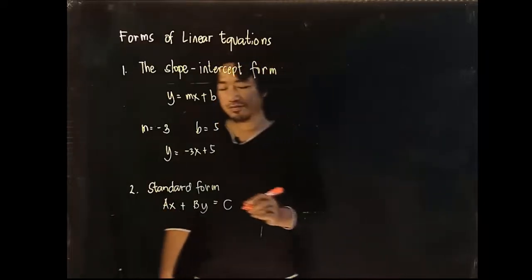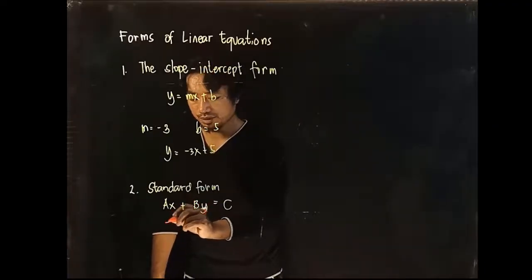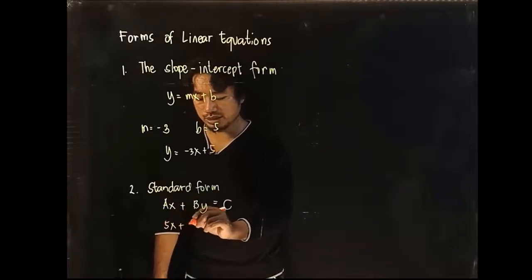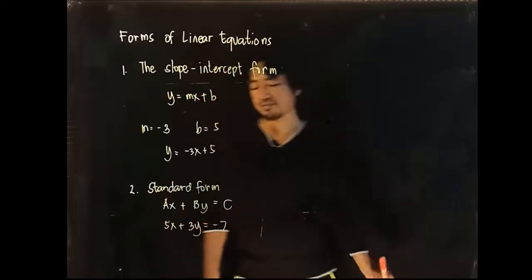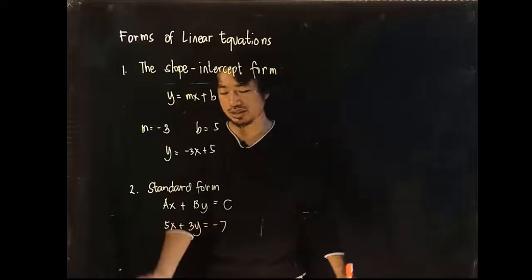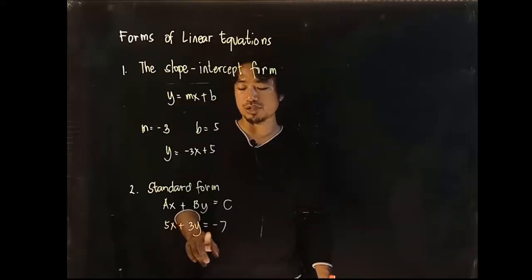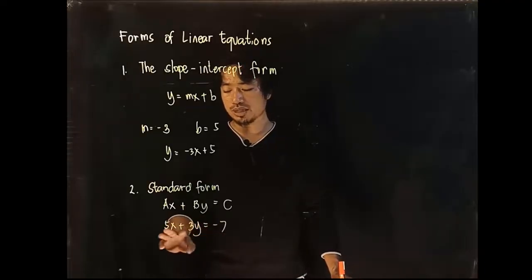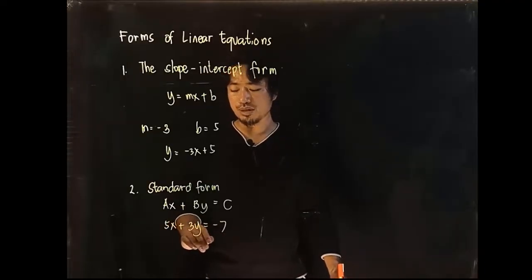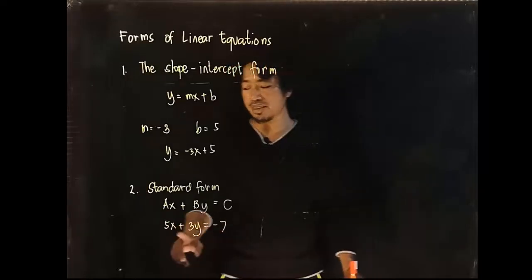An example of an equation in standard form is 5x plus 3y is equal to negative 7. This is in standard form, where a is equal to 5, b is equal to 3, and c is equal to negative 7. They are all real numbers, and a is a positive or non-negative integer.